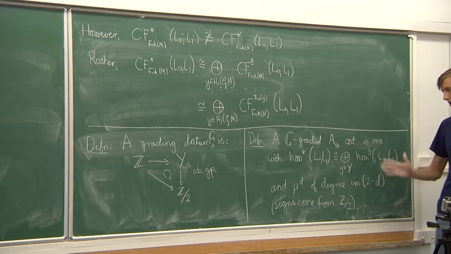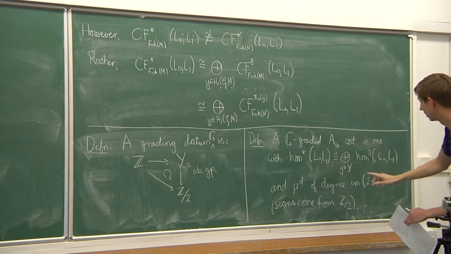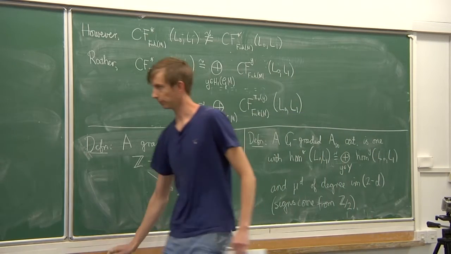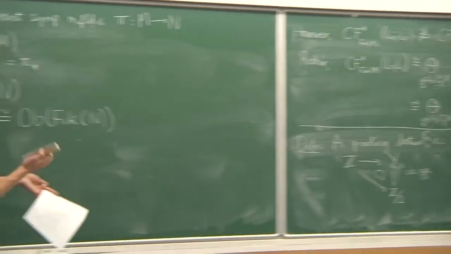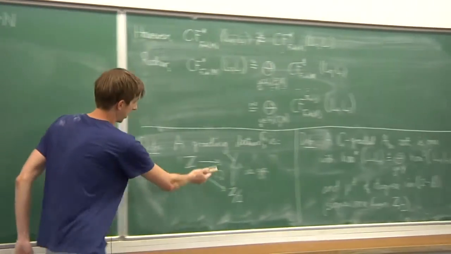So we have this notion of a G-graded A infinity category. It's exactly what I said before. And you have some formula for the signs that appear in the A infinity relations, and those come from this map here.